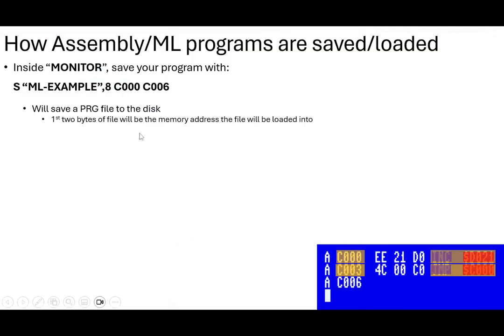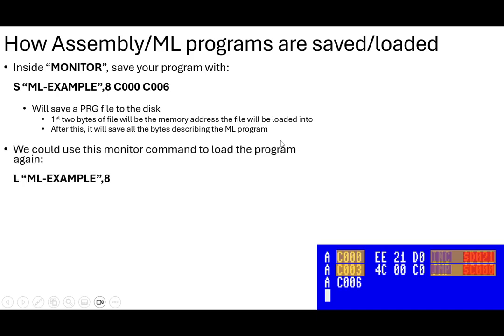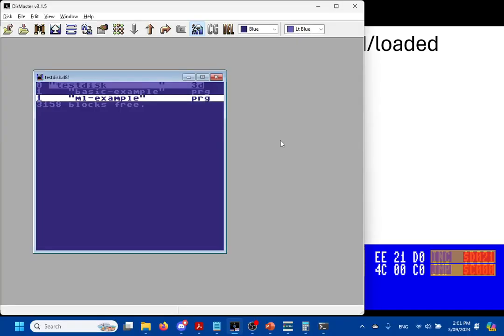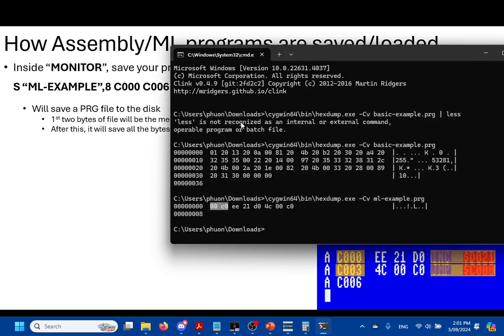So again, we saw the first 2 bytes of the file will be the memory address the file will be loaded into. When we want to load this back into memory, we want it to load back into this address, C000. And after this, it'll save all the bytes describing the machine language program, which I guess we can confirm too. So here we had C000, but beyond this we have EE21D0, and after that 4C00C0.